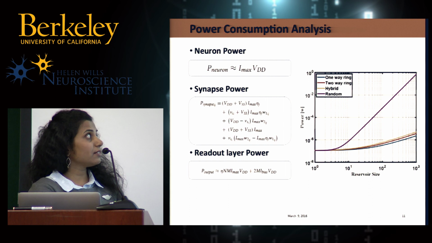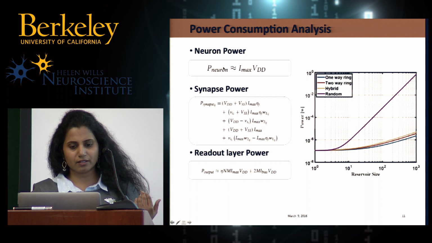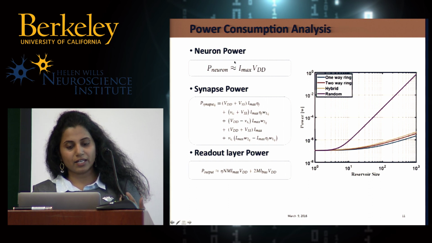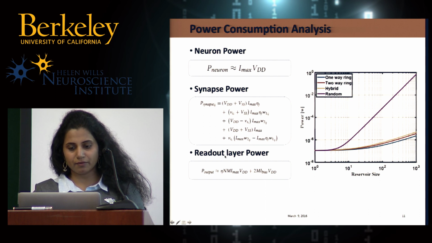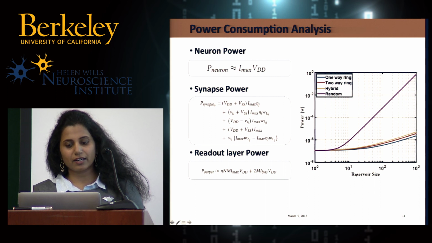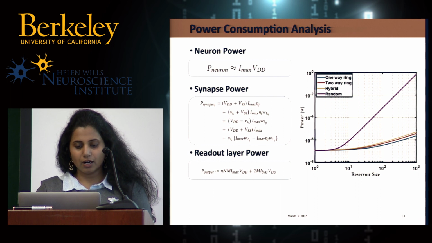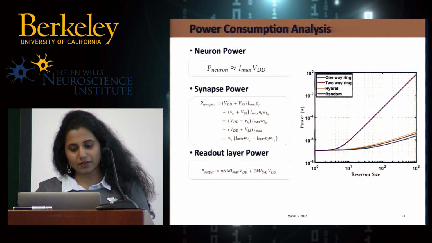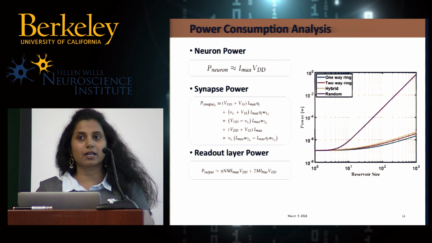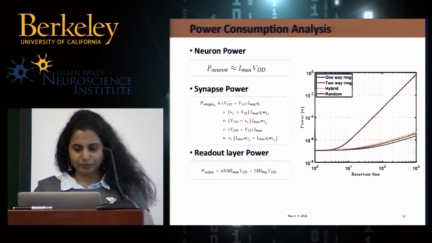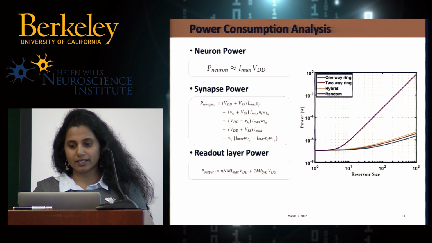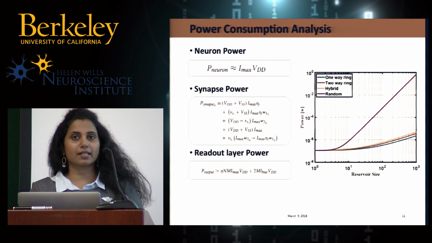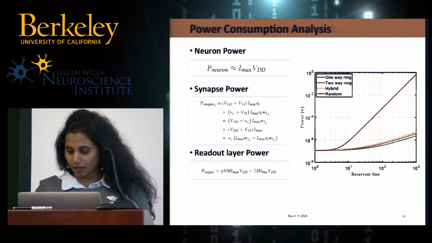And we also did the power consumption analysis. On the left is how we estimated the power for each of the individual components. For the whole architecture, we looked at how the power dissipation changes as the reservoir size varies, and for what specific topology we have lower power. The one-way ring topology obviously has lower power consumption compared to others, and the random one obviously has the highest power consumption. Right now we are looking at optimizing this and extending it into liquid state machines.